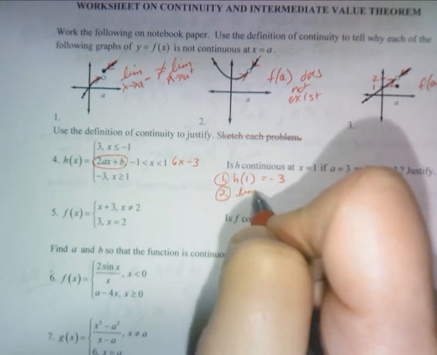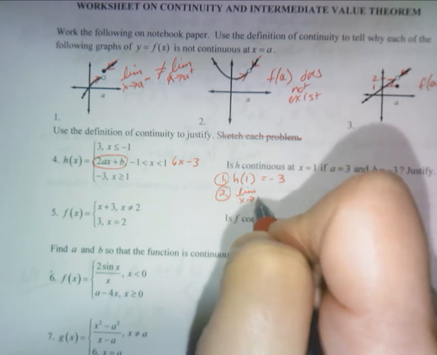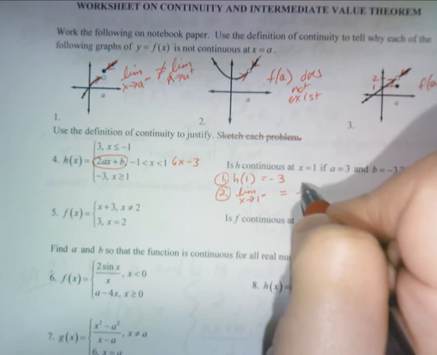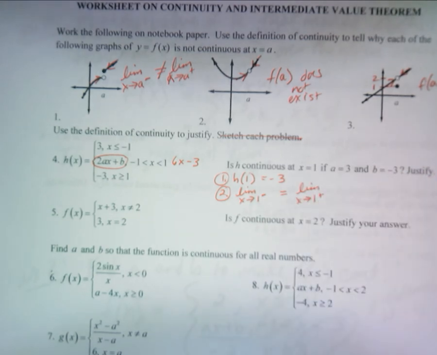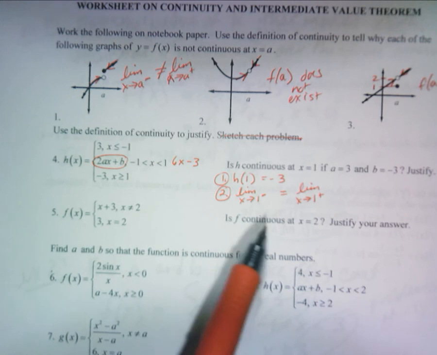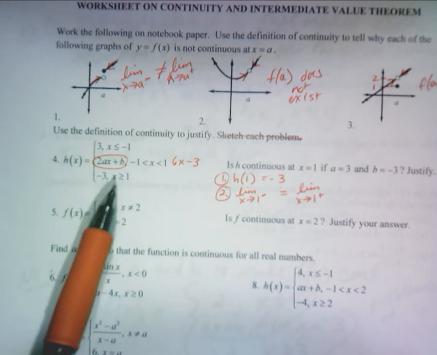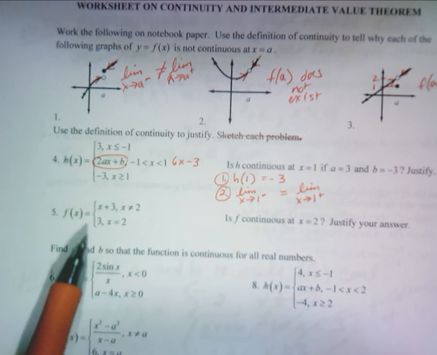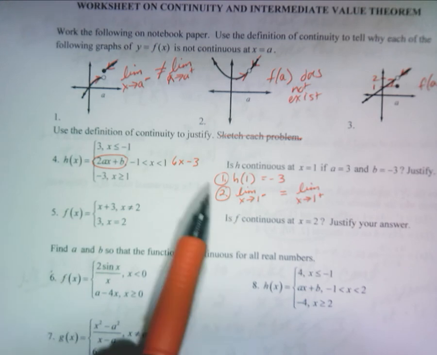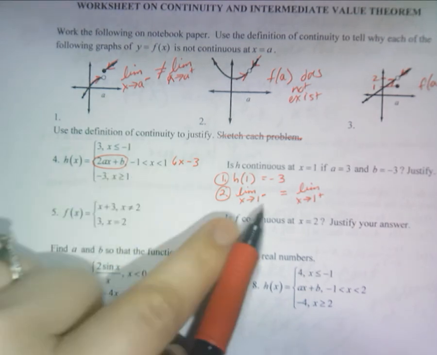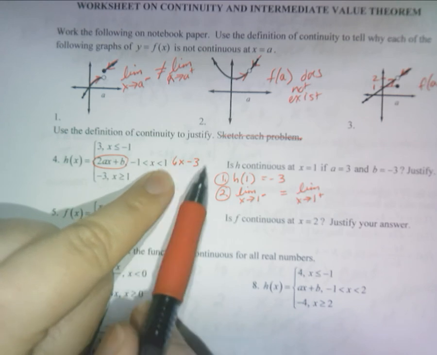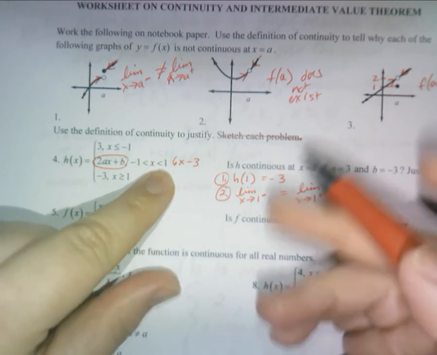All right, step number 2, does the limit as you approach 1 from the left equal the limit as you approach 1 from the right? Okay, so again, which one is the left-hand limit of 1, the top, the middle, or the bottom? The middle, right? That's the left piece, that's the less than 1. So plug 1 into here right now, what would you get out? 3.